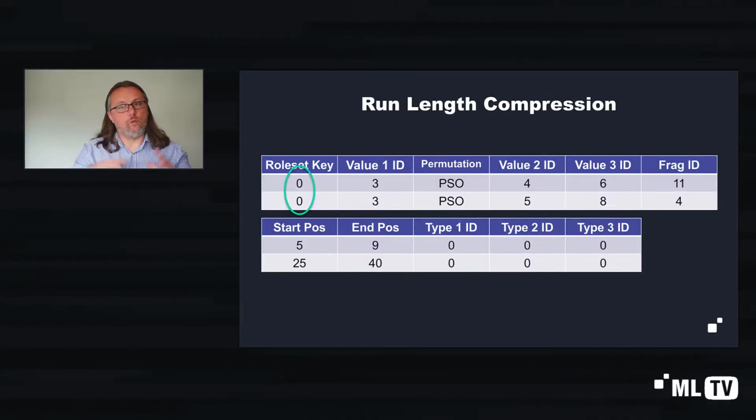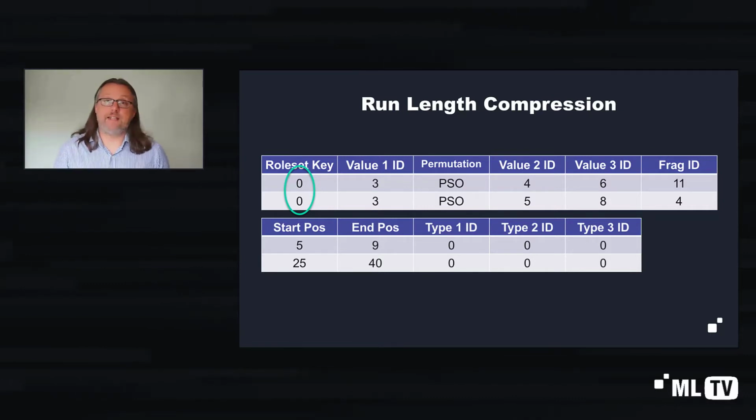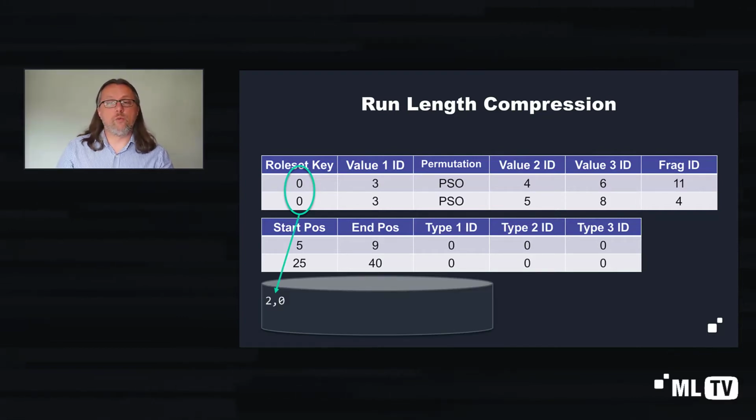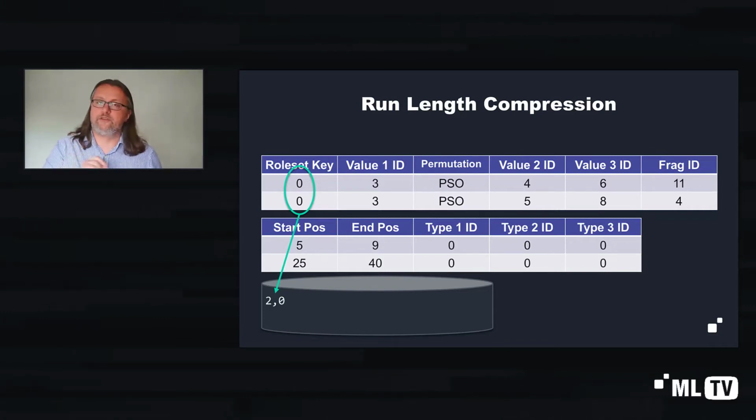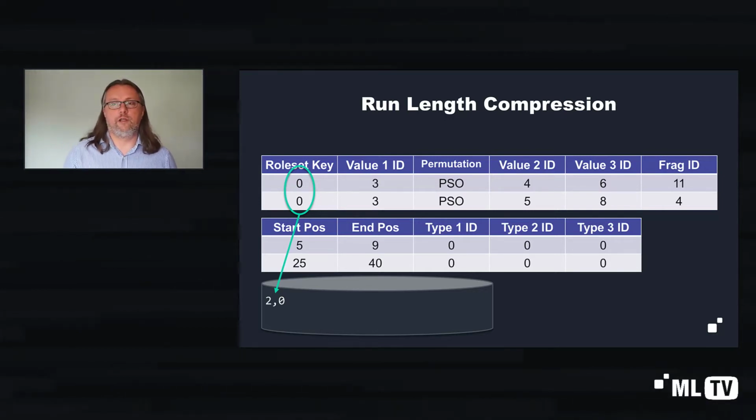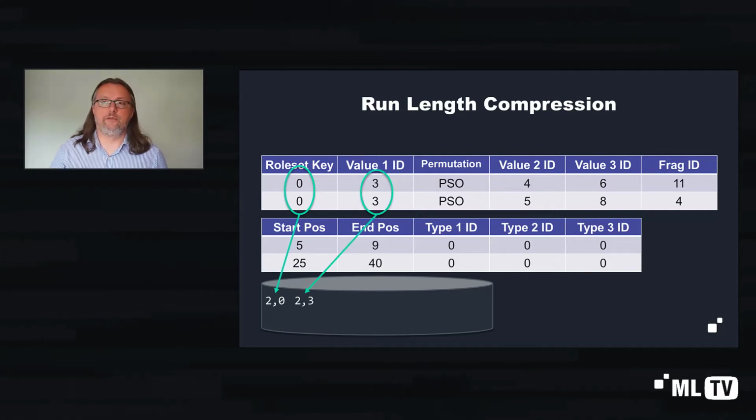So, if this was some information in the triple index, there are some things to note here. We've got some repeating values in this data. The role set key is repeated twice, so we can actually write that as two lots of the zero role set key. That's called run length compression. And we do that on the four top sort orders here, the four top columns. So for value 1, we've got two lots of value 1 ID 3. We've got two lots of the permutation PSO.